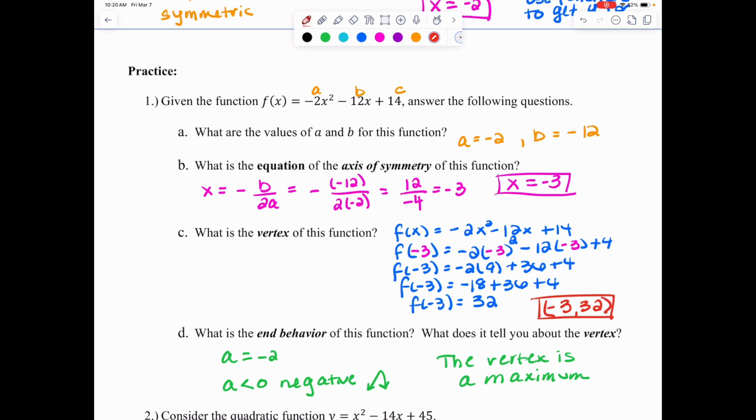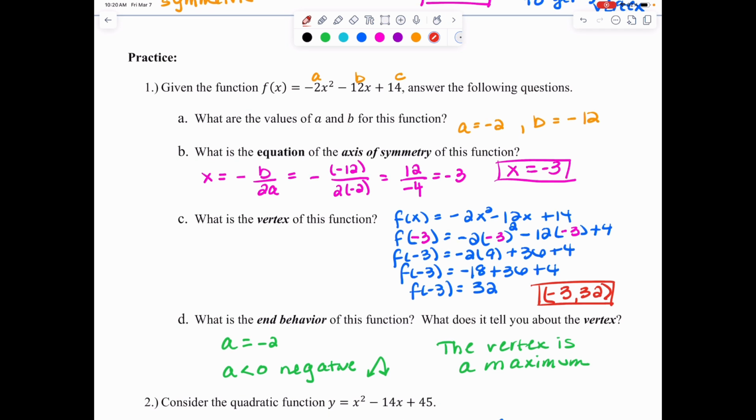which means your axis of symmetry is x equals negative 3. Now, to find the vertex, you just have to find the y value that goes with that x from the axis of symmetry. So you're going to use the quadratic function. You are going to replace the x's with negative 3 since that was our axis of symmetry. And when you evaluate that, you find the y value is 32. So your vertex is negative 3, 32. So what is the end behavior of this function? The A value is negative 2. So since it's less than 0, or negative, that means it's going to open down like a frown. So that means that the turning point, the vertex, is actually a maximum.